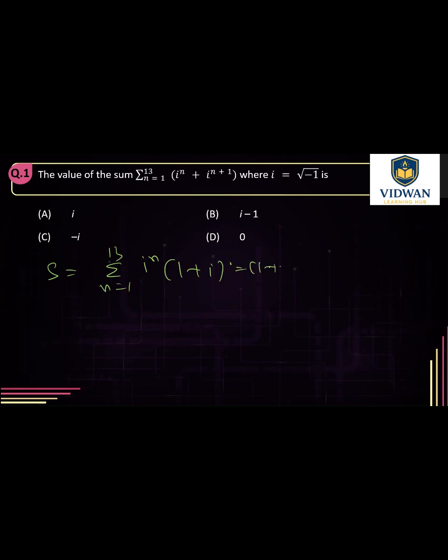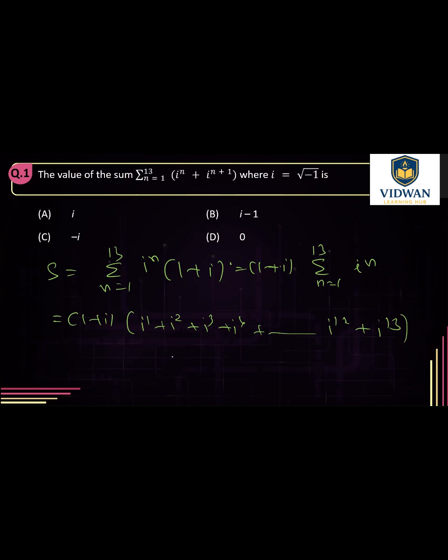And you can just write that as sigma i power n, n equal to 1 to 13, and 1 plus i was removed already. i power n is remaining. So that is same as 1 plus i into, if you write down the powers now, i power 1 plus i power 2 plus i power 3 plus i power 4, and so on up to i power 12 plus i power 13.